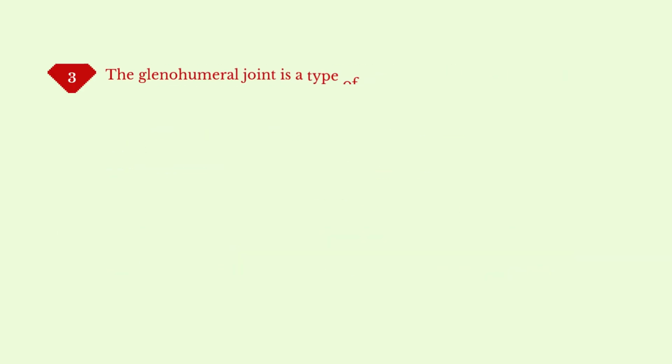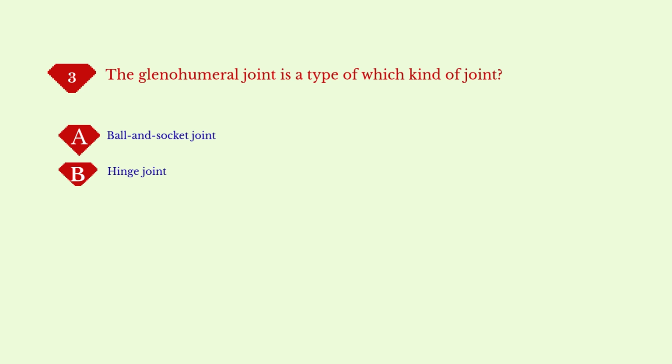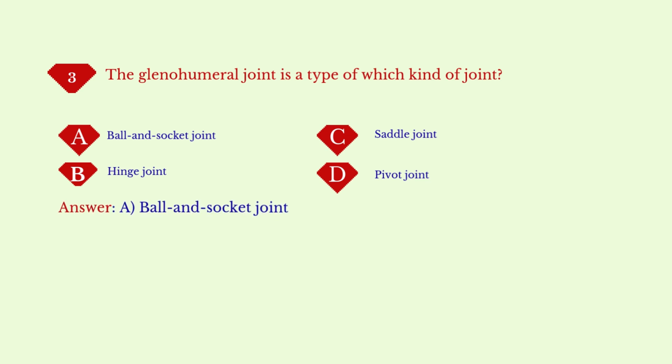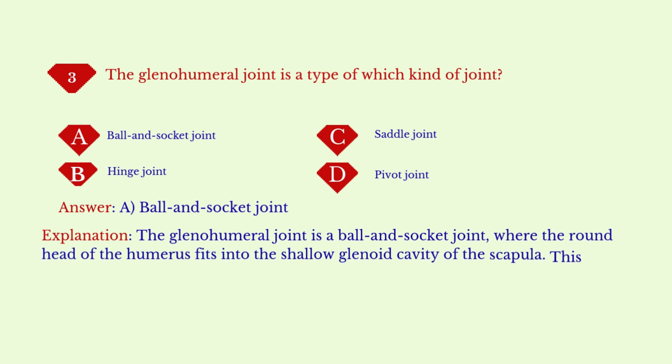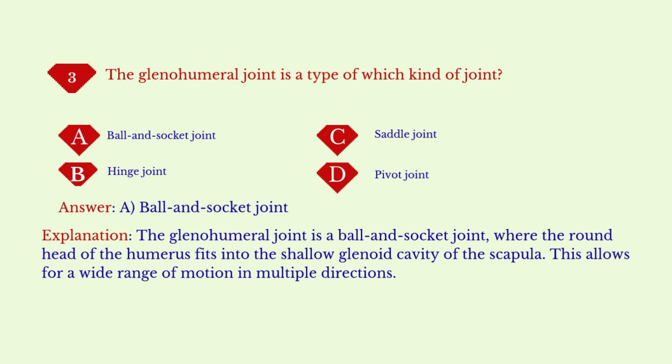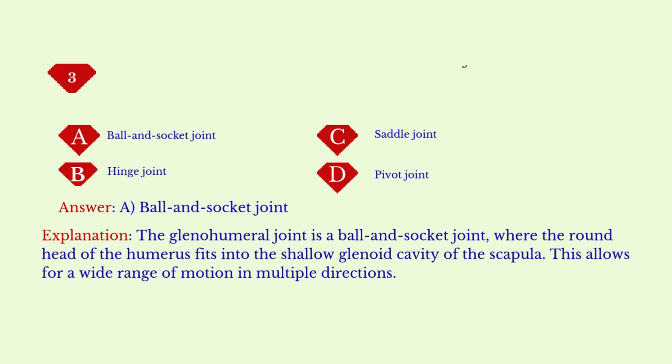The glenohumeral joint is a type of which kind of joint? A. Ball and socket joint. B. Hinge joint. C. Saddle joint. D. Pivot joint. Answer: A. Ball and socket joint. Explanation: the glenohumeral joint is a ball and socket joint, where the round head of the humerus fits into the shallow glenoid cavity of the scapula. This allows for a wide range of motion in multiple directions.